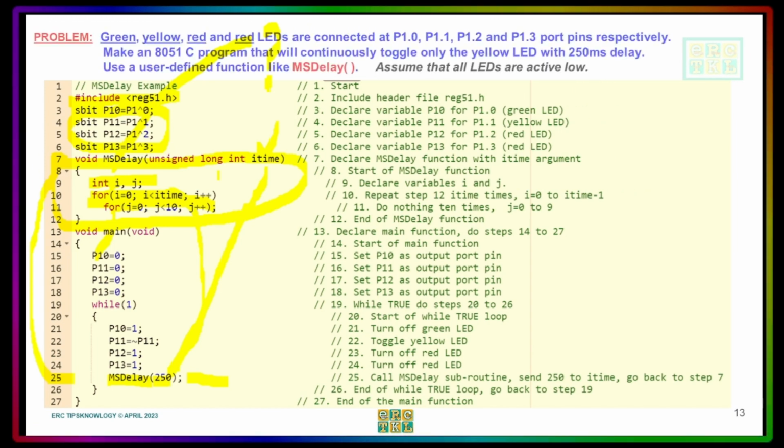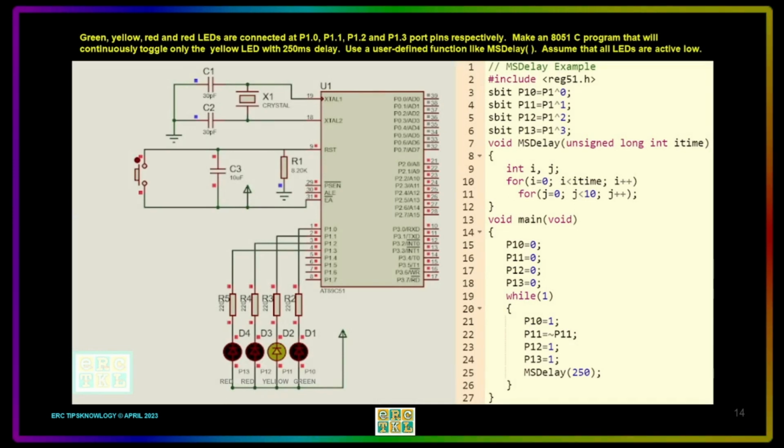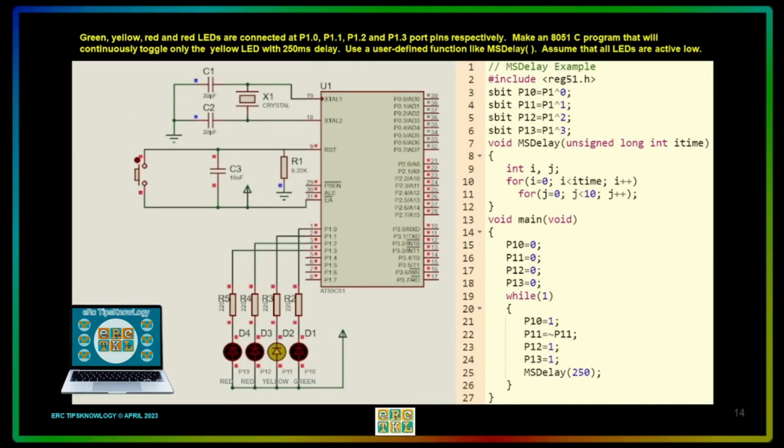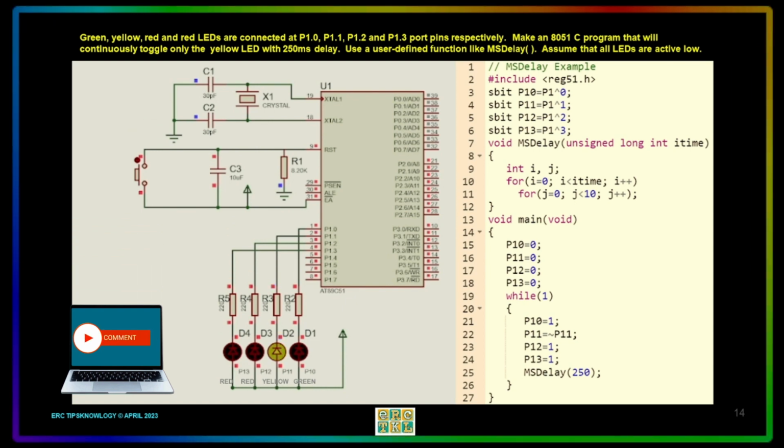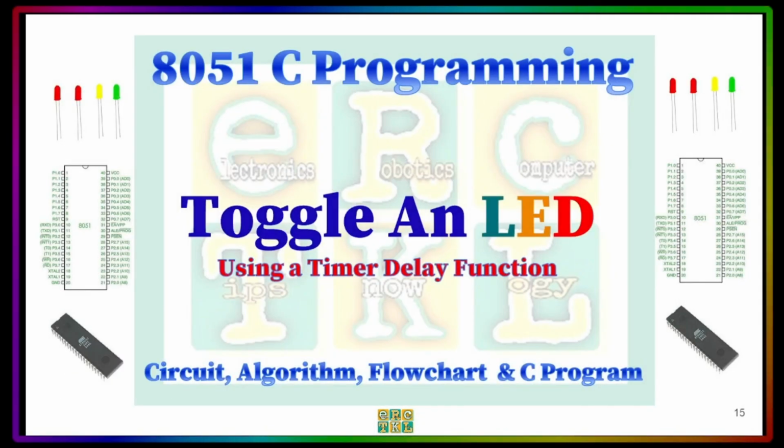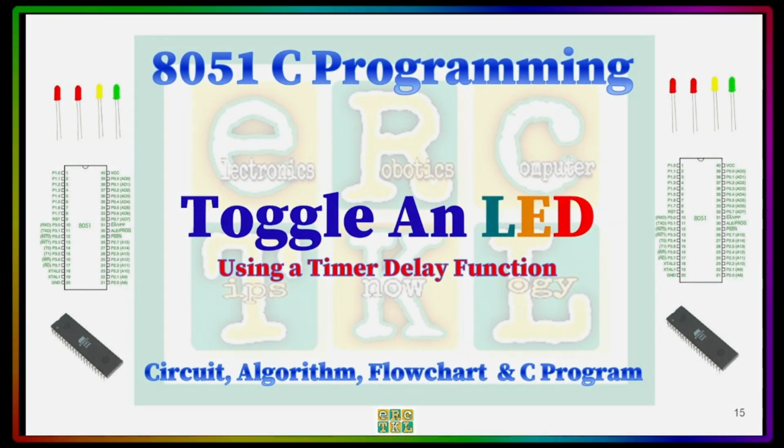Now let's move on to the third example, which is, by the way, I forgot, this is the simulation. More or less, this is like 250 milliseconds on and 250 milliseconds off, or 1/4 of a second it will be on, and 1/4 of a second it will be off. There you go. So let's move to the third one, which is using a timer delay function.